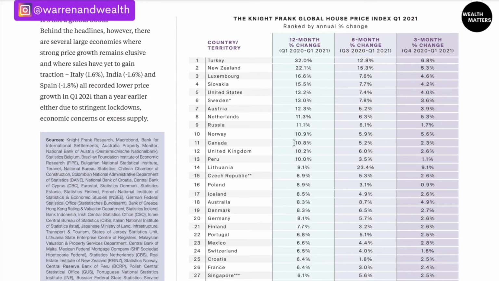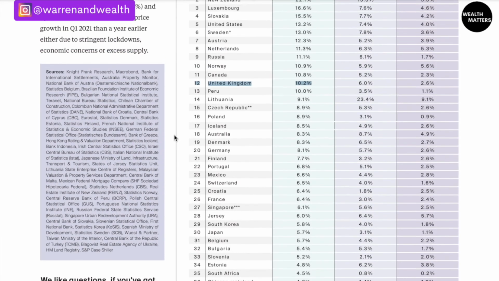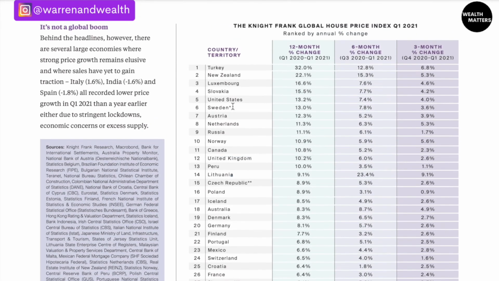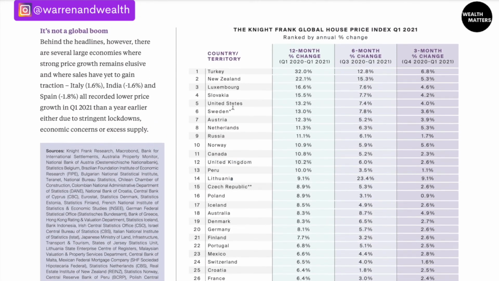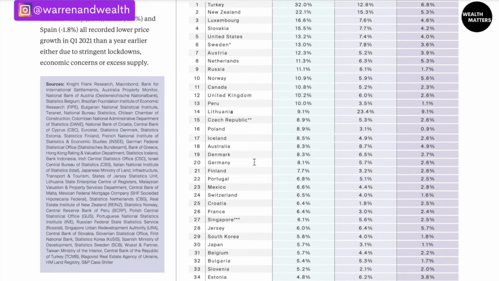These are huge rises, guys. For context, UK is not done too bad at all as well, in 12th place at 10.2%. So you would have benefited from a really nice equity rise if you'd have bought 12 months ago, 5 months into the pandemic. And just to put these numbers into context, guys, over the last 10 years, the UK property market has grown by an average of 5% per year. So clearly, growth in the UK and globally is above average for those 3 reasons that we touched on earlier.